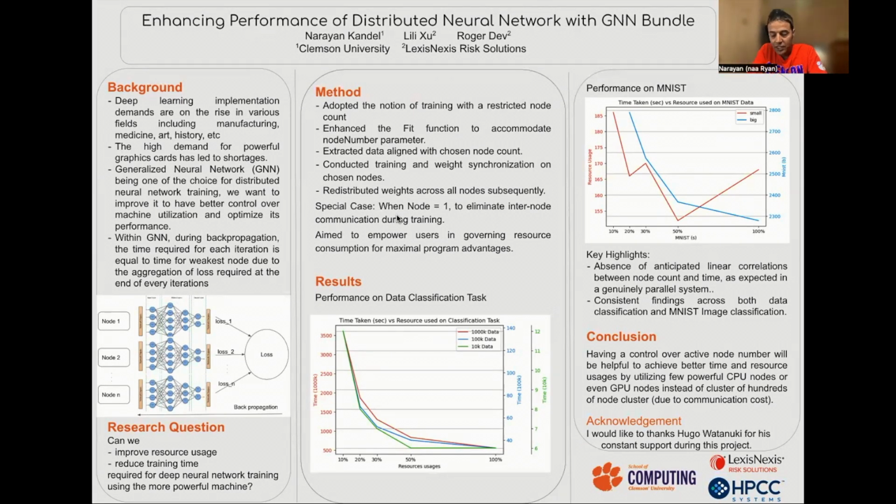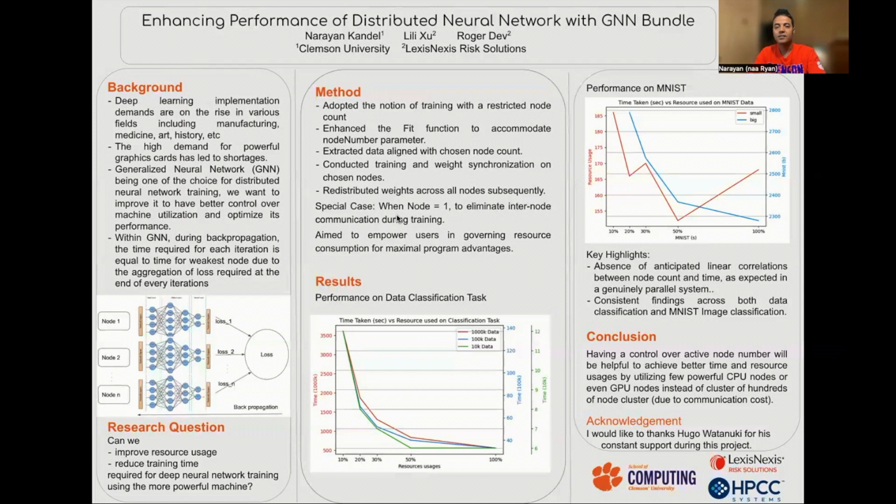In order to experiment with our hypothesis, we adapted the notion of training with a restricted number of nodes. We enhanced the fit function to accept an extra parameter called node number, extracted the data, and then performed training and weight synchronization on those selected nodes only. At the end of the training, we redistributed the weights among all the nodes so that all the nodes will be ready for evaluation purposes. When we want to use just one node, we do not need to do any communication at all, so we have implemented a special case as well.